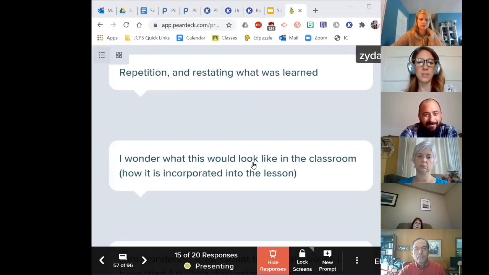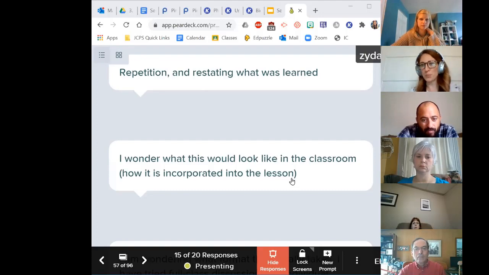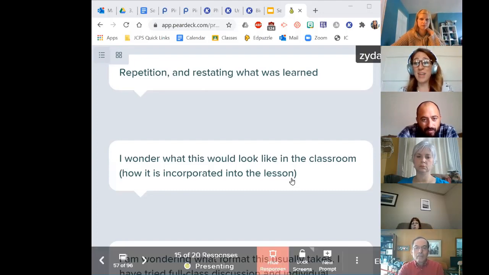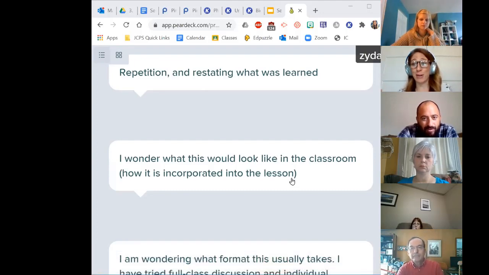I wonder what this would look like in the classroom. How is it incorporated into the lesson? It's just what we do after every activity. So anytime we read an article, anytime we look at data, anytime we do a model or a lab, the actual doing is a small part of the lesson. The discussing is the bigger part of the lesson.